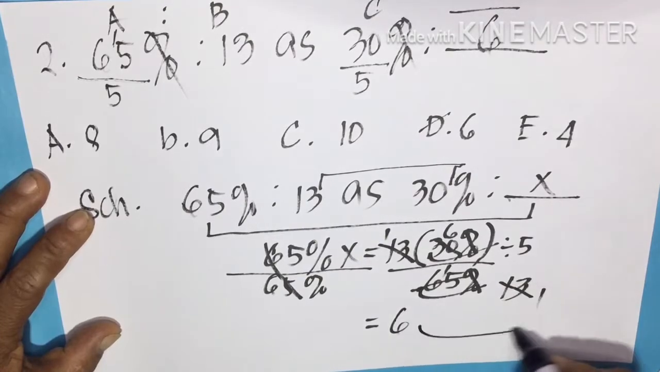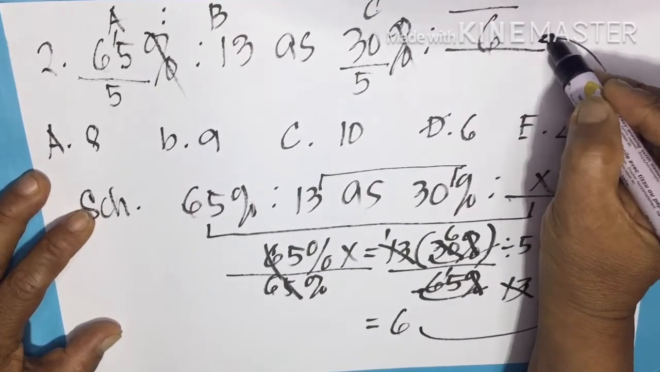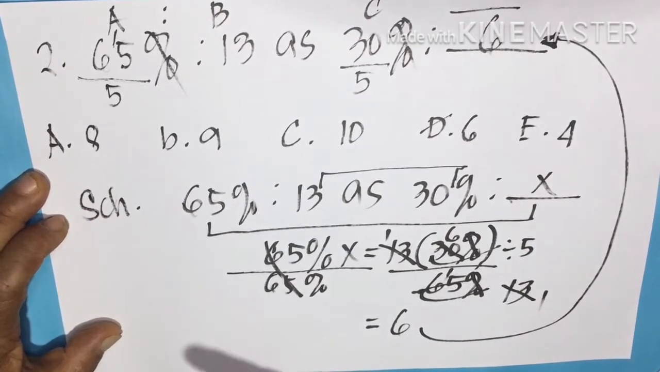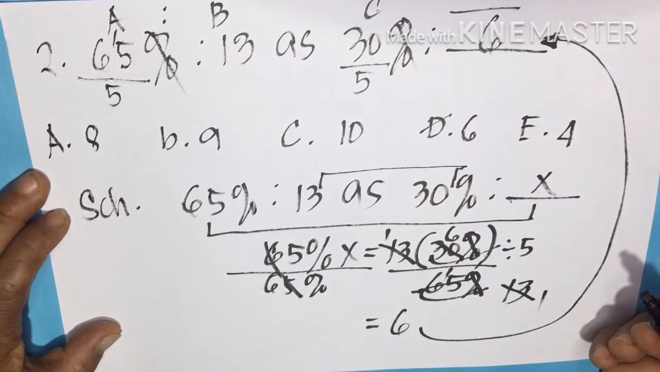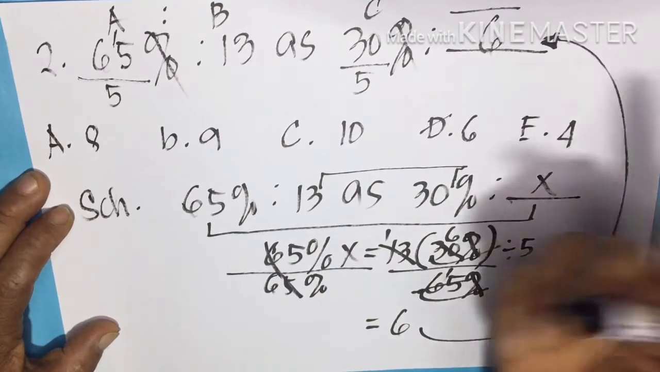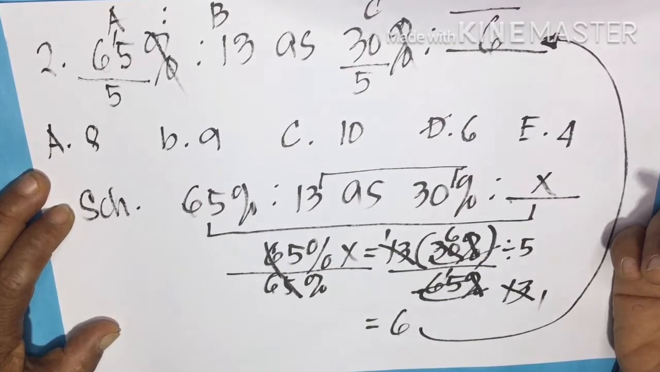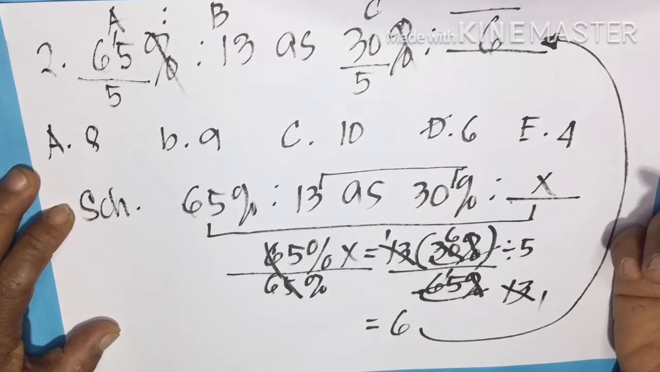The same answer with the other process, but from the school, it is a long process. It takes time, while the other process of solving this number takes a very short time. You can save time. This is from Rabar Review Center.